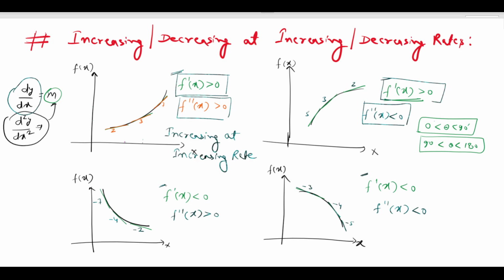In the third one, the function is decreasing, but the second derivative is positive. It means it is decreasing at an increasing rate.